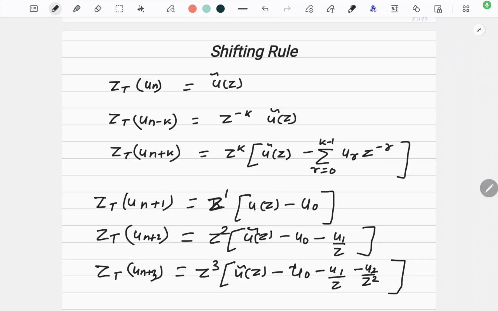Hello students, in my last video I discussed the Z transform, basic formulas and basic definition. Now let us understand one rule which is called the shifting rule. What is this shifting rule?